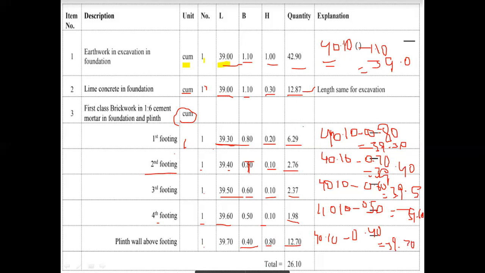Next, adding all these footing quantities, 6.29 plus 2.76 plus 2.37 plus 1.98 plus 12.70, that equals 26.10. This is the total quantity of the first class brickwork in 1:6 cement mortar in foundation and plinth.